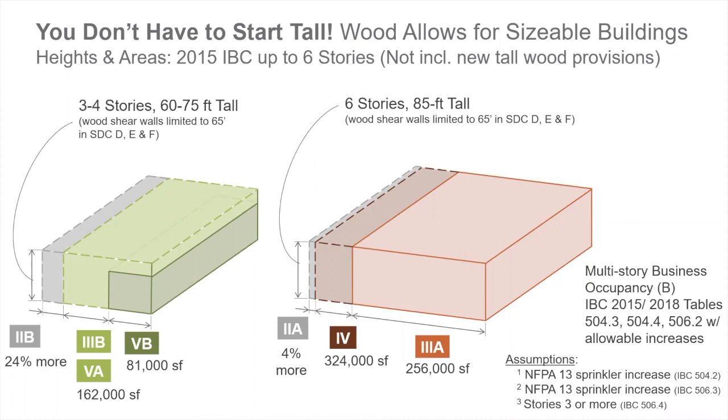Say you want to go larger, up to 6 stories in height. A type 3A structure has an allowable area of 256,000 square feet. A type 4 building allows 324,000 square feet. And a type 2A building only gets you an additional 4% increase.